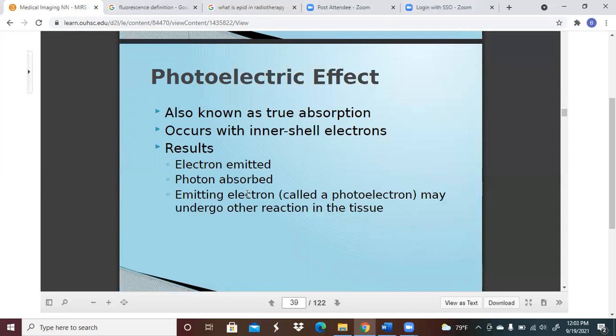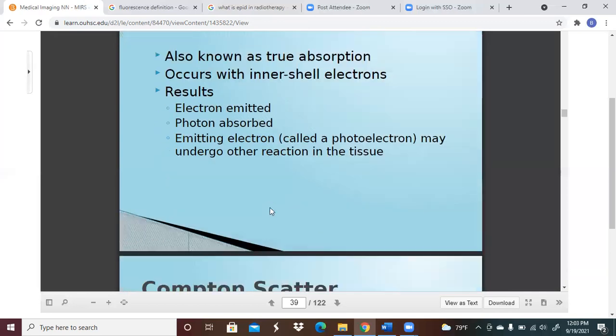For the photoelectric effect, it's also known as true absorption. It occurs with the inner shell electrons. So you've got an electron that is shot over. It interacts with an electron in the inner shell. It absorbs a photon, and then that emitted electron, called the photoelectron, may undergo reaction in the tissue.